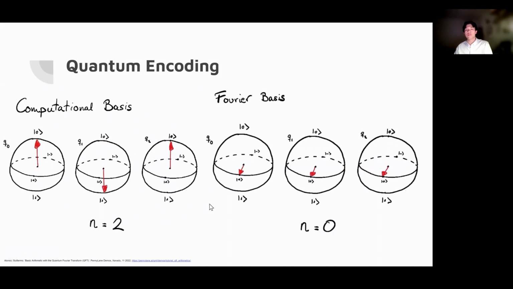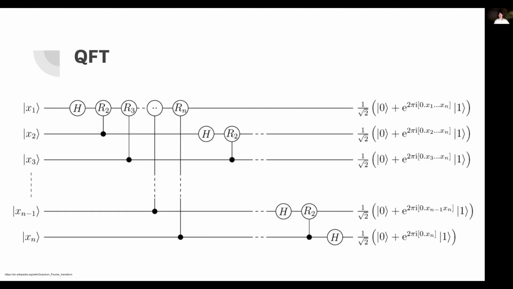But when you use the QFT to convert it from the computational basis into the Fourier basis, you can see that it's actually based off of the rotation of these qubits, rather than just up or down, on or off. And this turns out to be really useful for a number of algorithms, but also for just basic arithmetic: addition, multiplication, subtraction. Here's a circuit of the QFT.